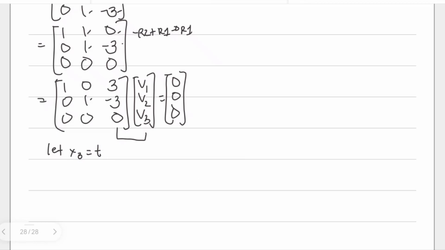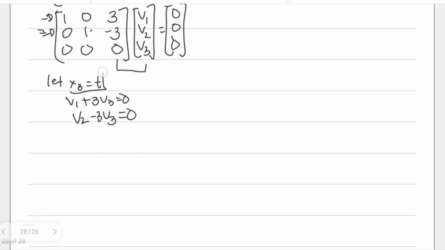Okay? And with that, as we multiply the first and second rows here, you will have v sub 1 plus 3 v sub 3 is 0. You also have v sub 2 minus 3 v sub 3 equal to 0. Since we already have this, this second equation here, we have v sub 2 minus 3t equal to 0.